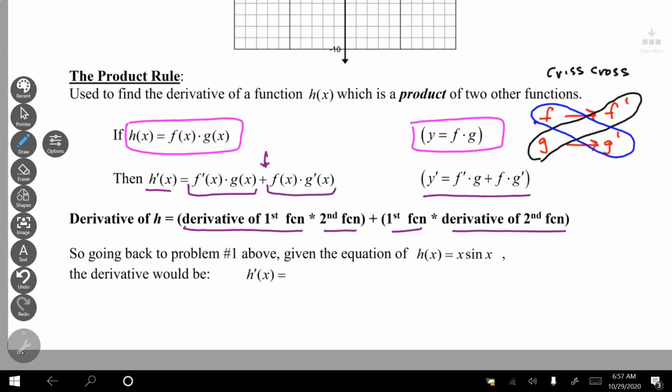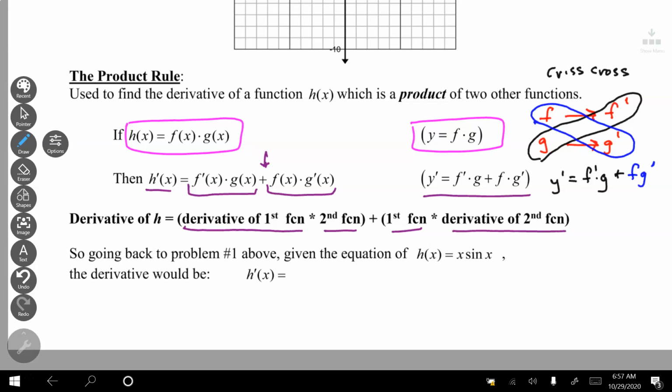If I do a crisscross, if you notice, when I do the black crisscross, I get y prime equals f prime times g, plus, don't forget there's a plus sign in the middle, and then the blue crisscross is f g prime.